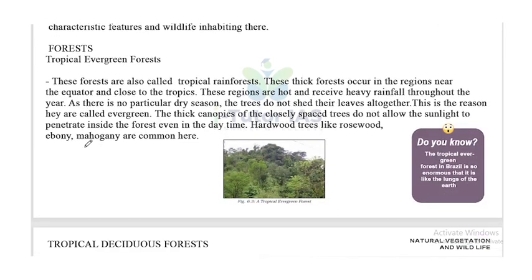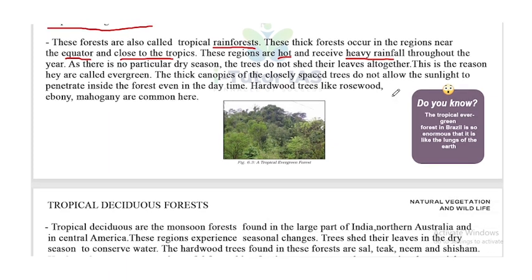The first type of forest is tropical evergreen forest. These forests are also called tropical rainforest. These thick forests occur in the regions near the equator and close to the tropics. That's why the name tropical evergreen forest. These regions are hot and receive heavy rainfall throughout the year. As there is no particular dry season, the trees do not shed their leaves altogether.